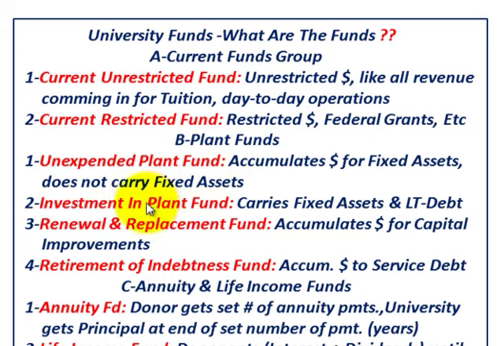Now you have the investment in plant fund. This is where you carry your fixed assets and also your long-term debt on those fixed assets. And then you have your renewal and replacement fund. That's where it accumulates dollars for capital improvements. And then lastly, you'll have your retirement of indebtedness fund. This is where you're going to accumulate dollars to service the debt.